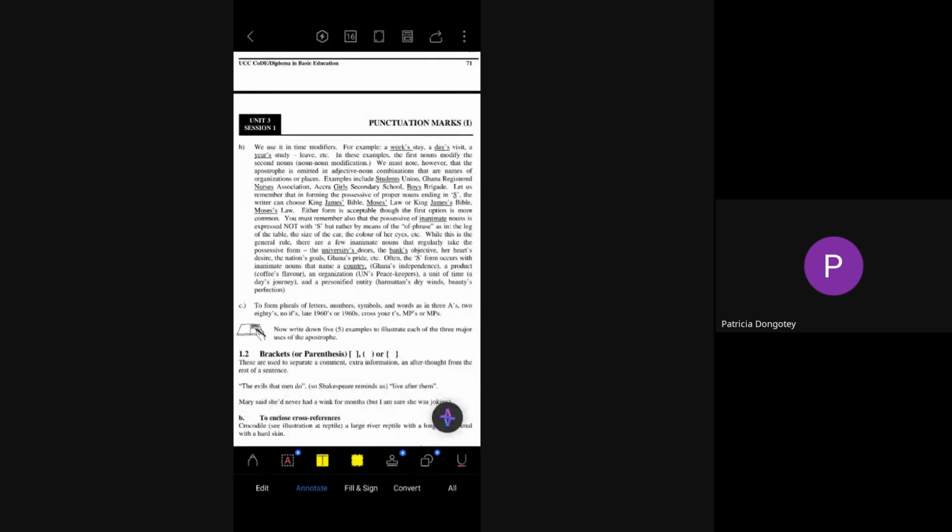And we have to note that we omit the use of apostrophe in adjective nouns. We omit it in adjective nouns that combine. So the Nurses Association, Accra Girls Secondary School, Boys Brigade, Ghana Teachers Association. So in these adjective nouns, you shouldn't bring the apostrophe. We omit them. So we have to note that in the sentence.